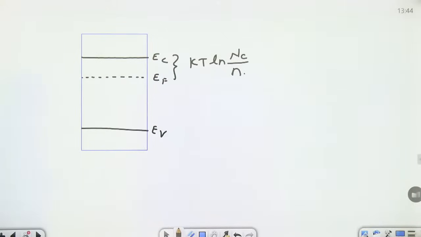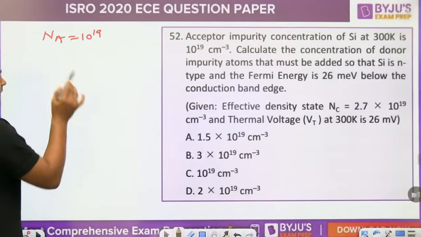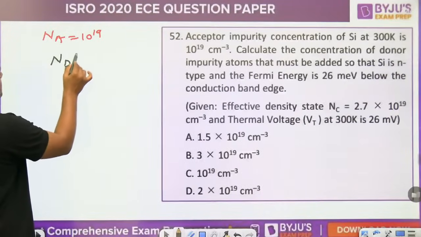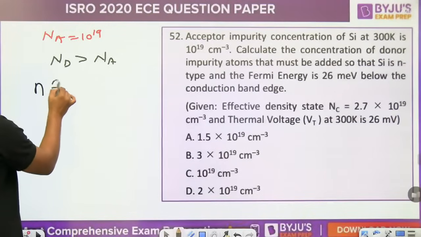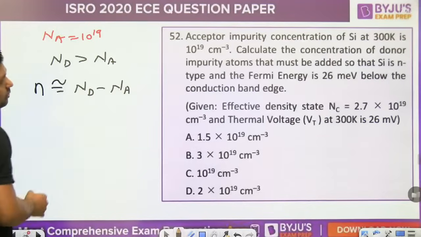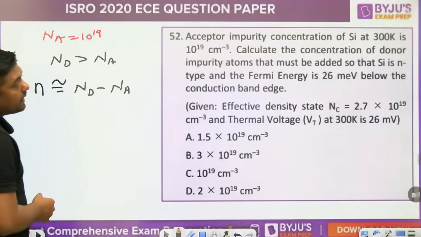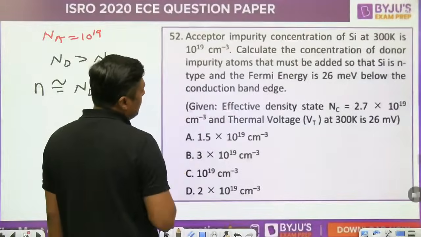Now you have to find what is given in the question. Calculate the concentration of donor impurity atoms that must be added. If you want to make the N channel, Nd should be greater than Na. So what is the concentration of electron? Nearly equal to Nd minus Na. And the Fermi energy is 26 millivolt below the conduction band edge.